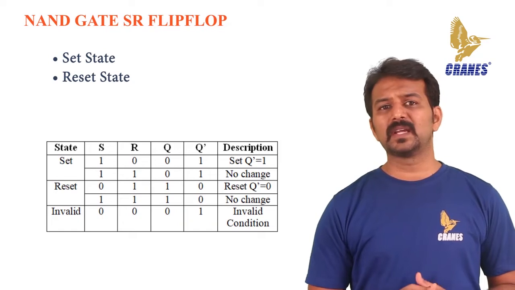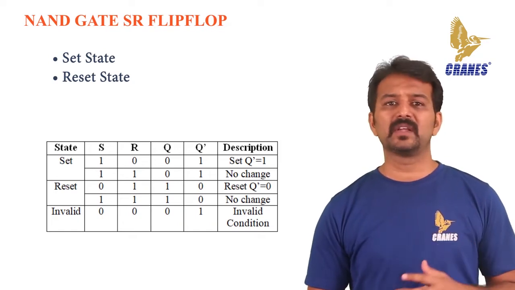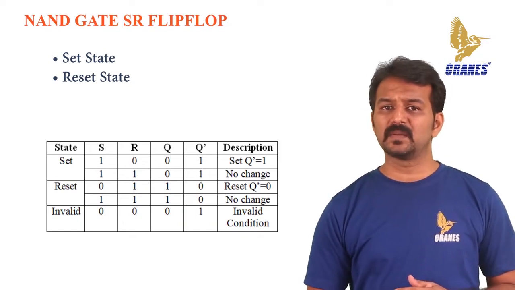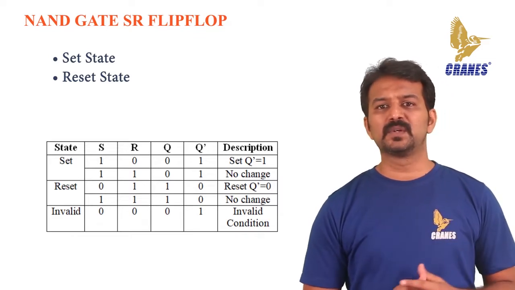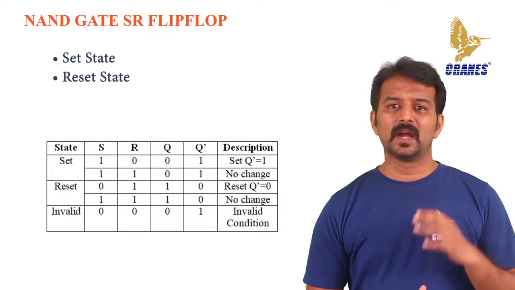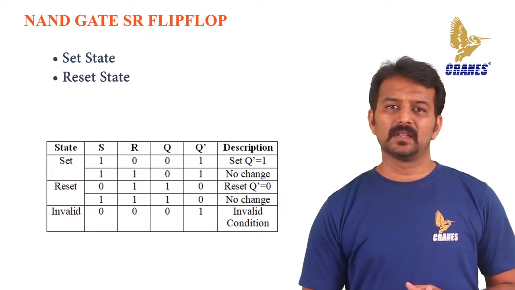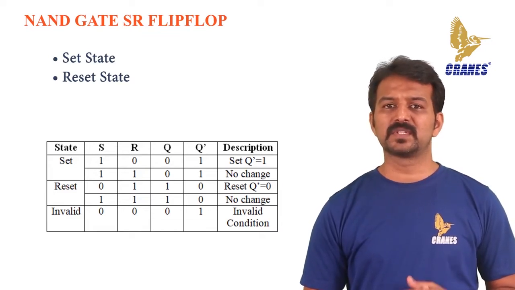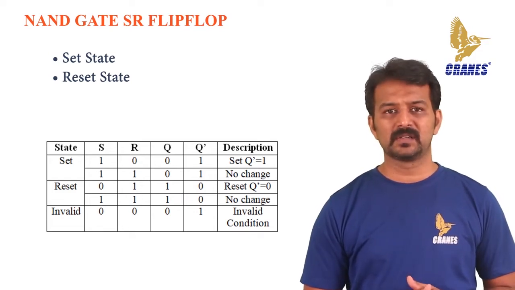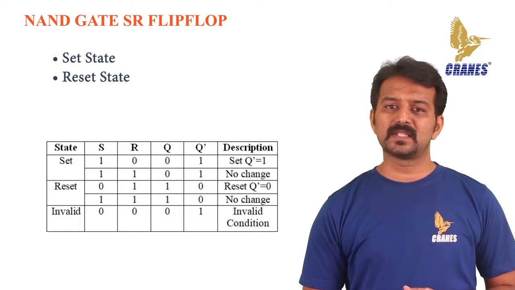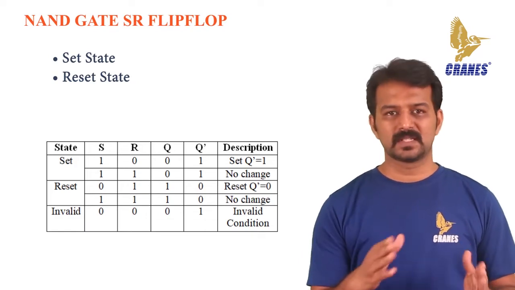Then, a simple NAND gate SR flip-flop or NAND gate SR latch can be set by applying a logic 0 to its set input and reset again by then applying a logic 0 to its reset input. The SR flip-flop is said to be in an invalid condition if both the set and reset inputs are activated simultaneously.